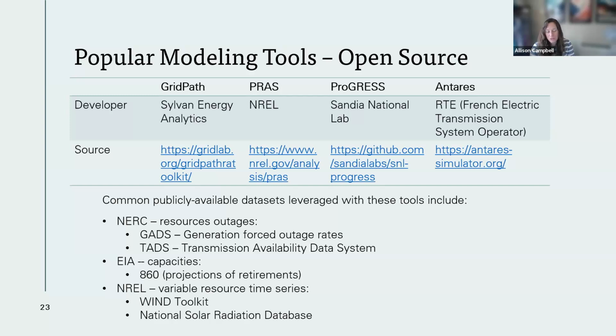But if you're in the regulator space and deal with IOUs, then you probably have familiarity with a number of these tools, even if you don't realize it. So GridPath works with a number of utilities, especially in the west of the United States. PRAS is a tool developed by NREL, the Probabilistic Resource Adequacy Suite. And again, this has been used for a number of studies.